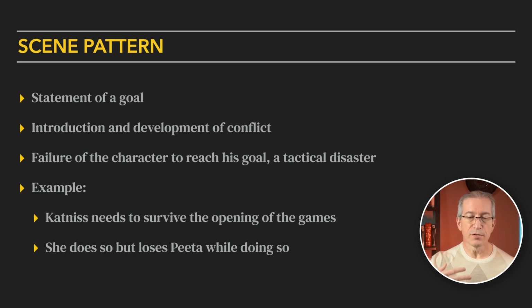And so she needs to survive the opening. She does so, but she loses Peeta and she doesn't get exactly what she wants. Note that when we say disaster, it's not story-ending disasters. They are setbacks of some type, and they could be emotional setbacks. The goal of the scene could be a romantic encounter or just getting to know somebody better, and it doesn't work out the way that they planned, and so that could be a type of disaster. So don't take it to mean it's a world-ending type of disaster. That's not what we're getting at here. It's just some kind of setback for the character.